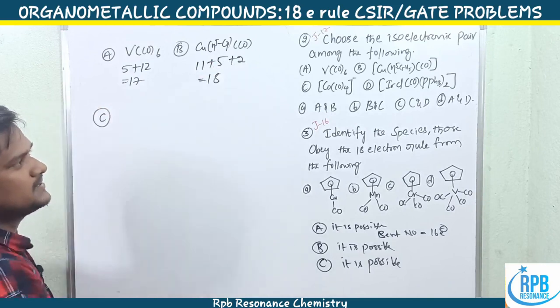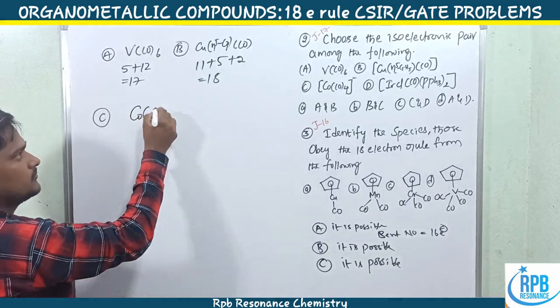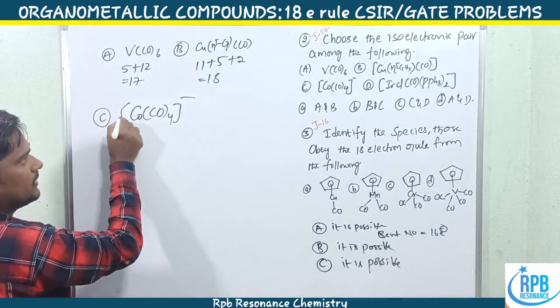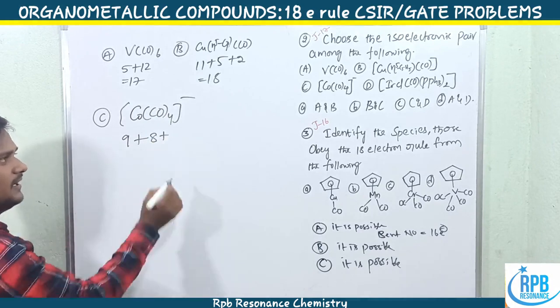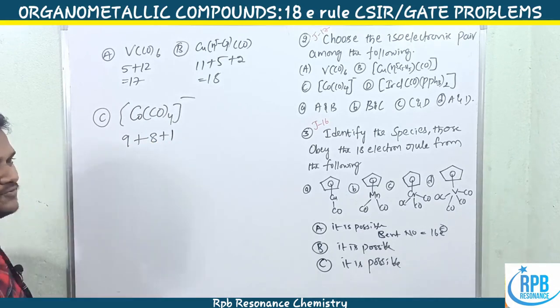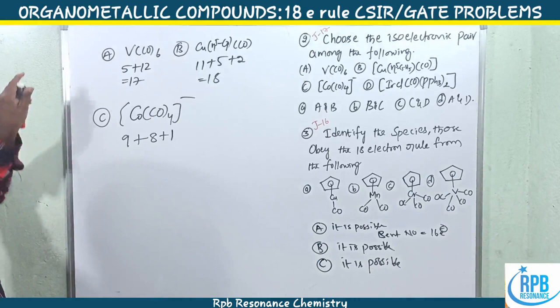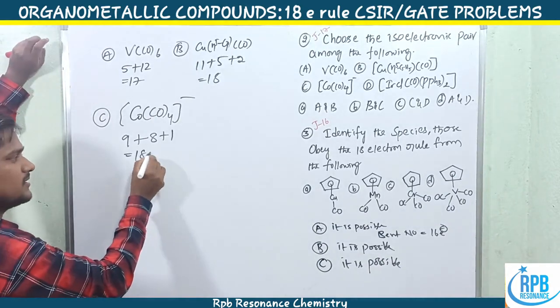Now what about option C? So Co(CO)4 minus. Okay, so cobalt is a 9 electron donor, 4 carbonyls are 8 electrons, and one negative charge is added to the total electronic system. So then it is also an 18 electron system.